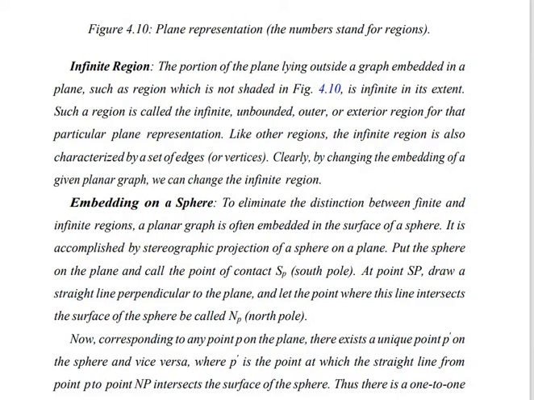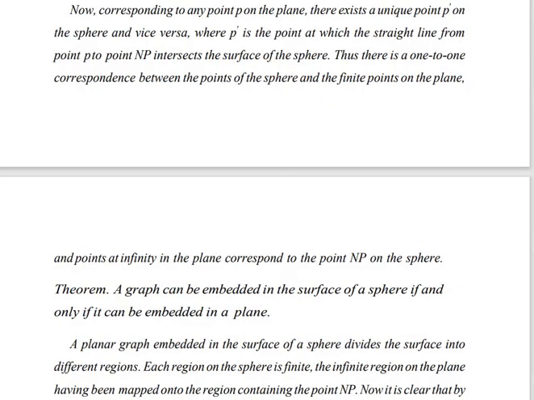Now, corresponding to any point P on the plane, there exists a unique point P' on the sphere and vice versa, where P' is a point at which a straight line from point P to point NP intersects the surface of the sphere. Thus, there is a one-to-one correspondence between the points of the sphere and the finite points on the plane, and points at infinity in the plane correspond to the point NP on the sphere.